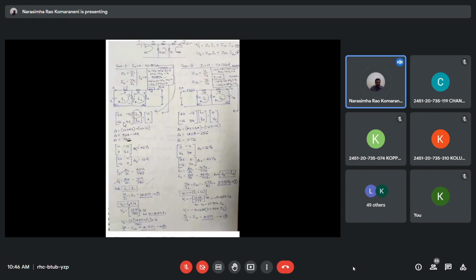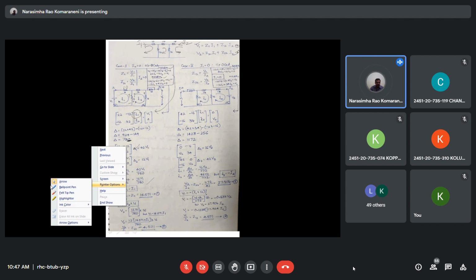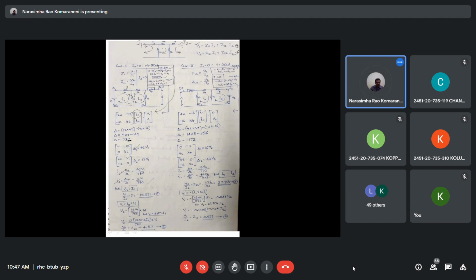And to find this I2 value, we need to find delta 2. After finding delta 2, you take delta 2 by delta, you get the I2 value. Once you get the I1 value and I2 value, you will get this Z11. What is Z11? Z11 is nothing but V1 by I1. So Z11 equal to V1 by I1.